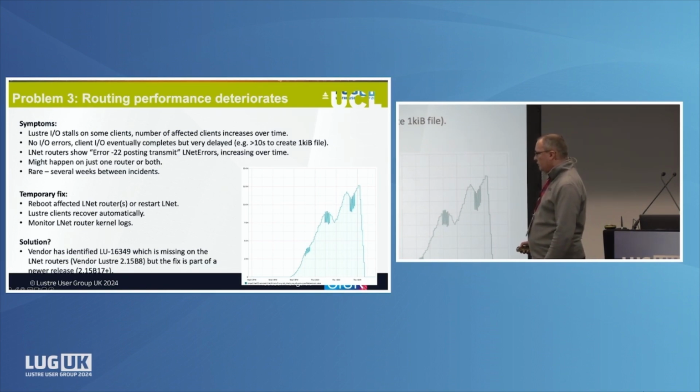So this isn't fully solved yet, but our vendor has recently told us that they have identified a specific Lustre issue, the fix for which is not present in the Lustre version that they put initially onto the LNet routers, but it has meanwhile been backported to a newer release of their Lustre version. So that is something we haven't yet had the time to try out. And anyway, as I say, it takes several weeks between incidents, so it will be some time before we can tell if that really fixes it.